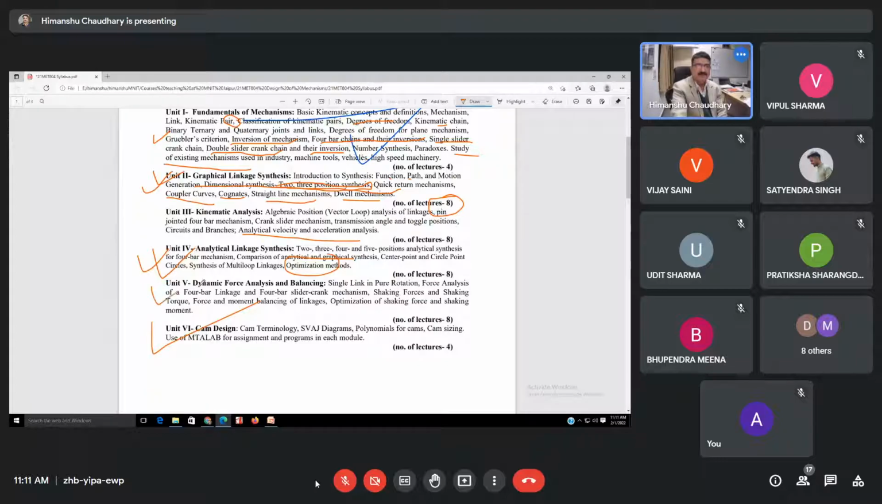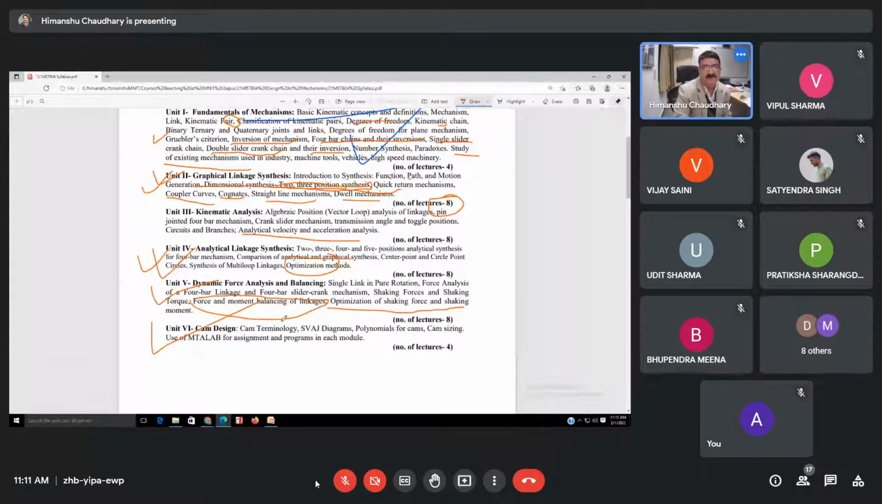Sixth unit, that is dynamic calculation of forces in joints, driving force, shaking moment, shaking force, shaking torque, and then balancing. Here we are going to define the purpose of balancing and what balance means, and some optimization techniques to reduce vibrations. Also, we consider one beautiful mechanism, that is cam design.